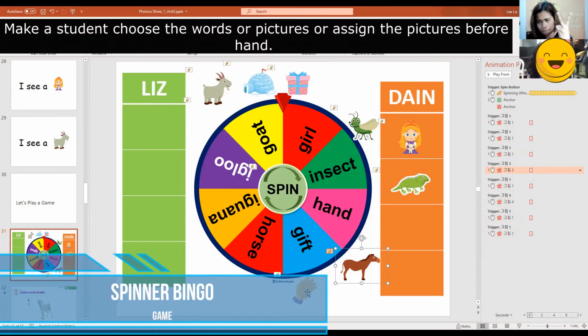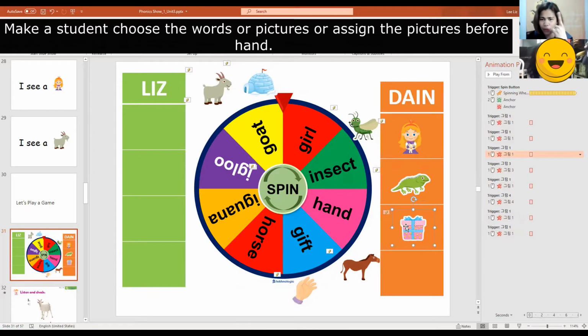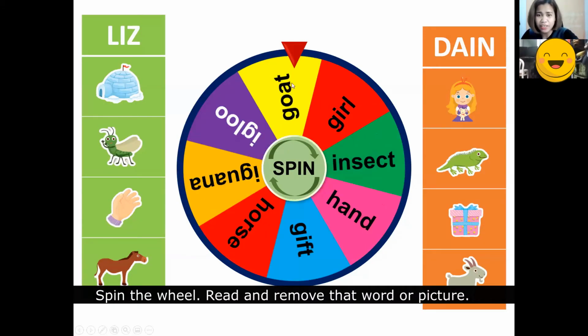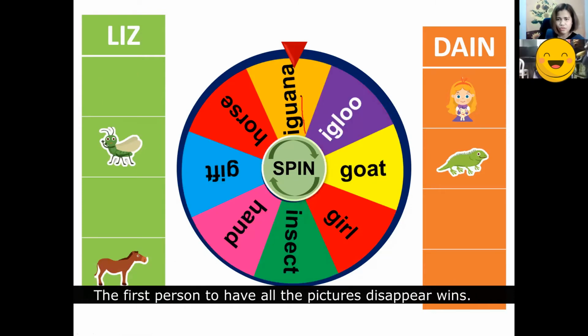Make a student choose the words or pictures, or assign the pictures before the class. Spin the wheel. Read and remove that word or picture. The first person to have all the pictures disappear wins.